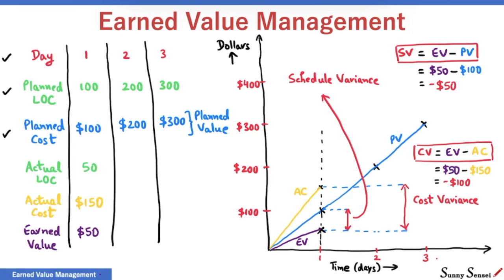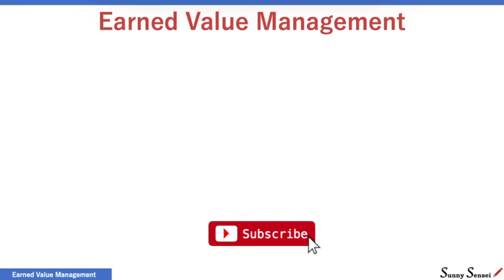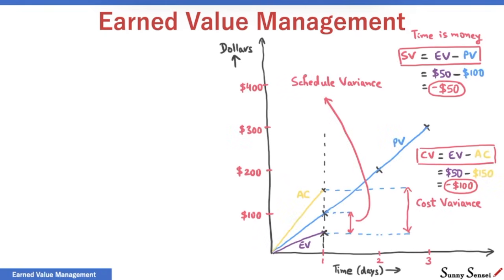We are simply representing the dollar value of the delay. Time is money. There is nothing wrong in presenting time in terms of dollars. For this software development project, we have a cost overrun of $100 and we are behind schedule by $50. Quite informative. Let's move ahead and look at some additional parameters. To understand these new parameters, we will continue with the plot of planned value, earned value, and actual cost.